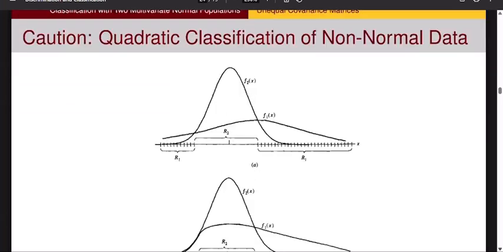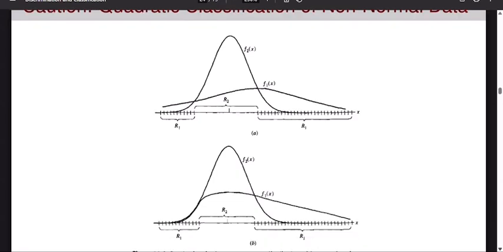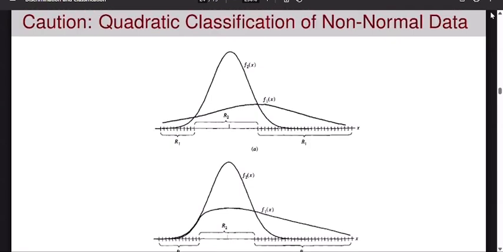Now, here I say caution: quadratic classification of non-normal data. I need you to pay attention because we are hiding under the assumptions of normality. Okay, you need to be very, very careful. If the assumptions of normality fail, we may not be able to use this approach.